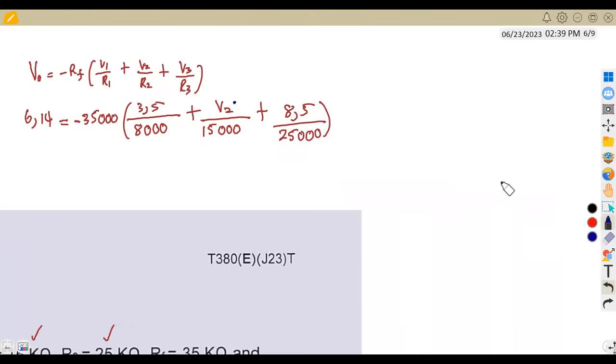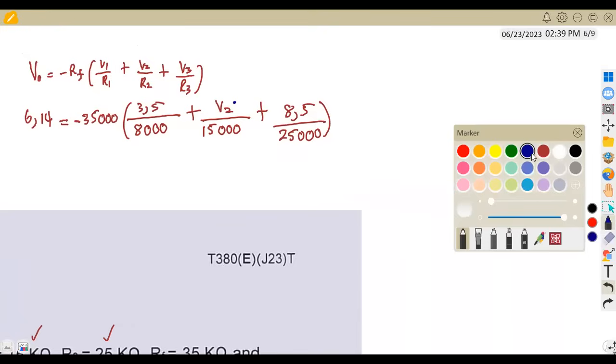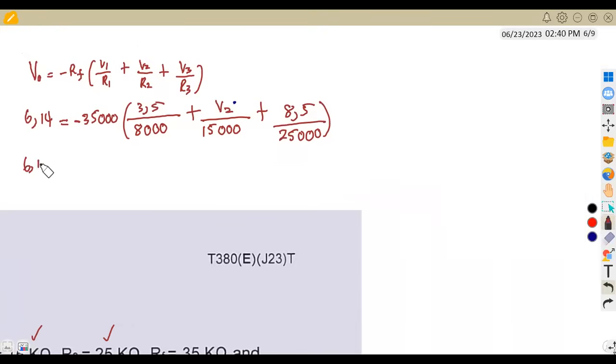So how can we calculate our V2 depending on your combination? Let us just have this part. I'm just going to write the first stage as it is. 6.14 is equal to negative 35,000 into these brackets. I want you to add the first part and the last part. This one we do not have any unknown, so you can combine these together. If we add this, we are going to obtain something like 7.775 times 10 to the exponent of negative 4, plus on this part we have V2, so this is V2 over 15,000.